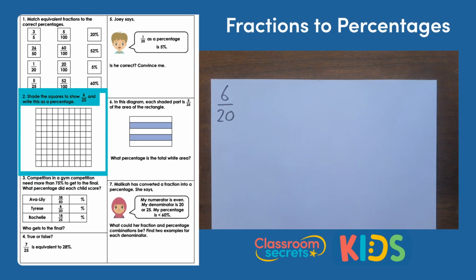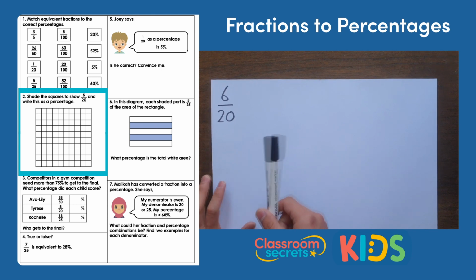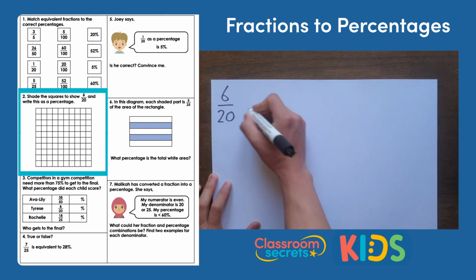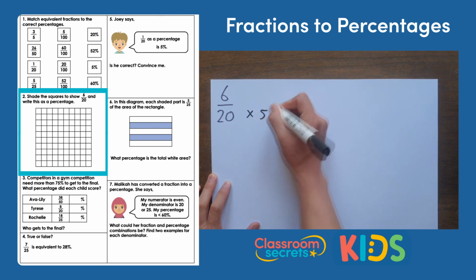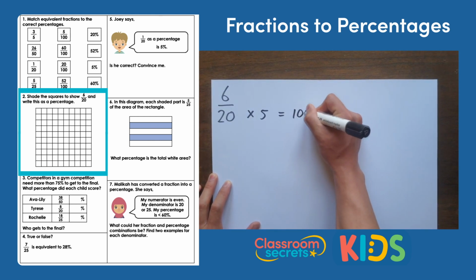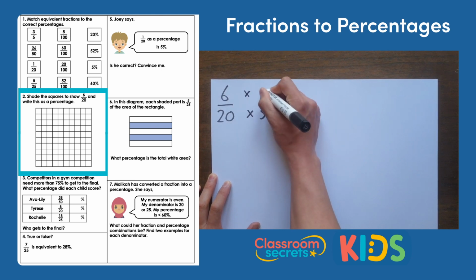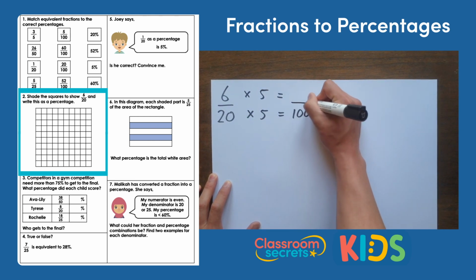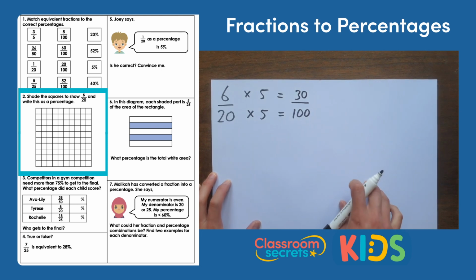Our next question gives us a 10 by 10 grid, so we've got 100 squares, and it's asking us to shade the squares to show 6/20ths and write this as a percentage. So in order to do that, we're going to be converting this fraction, 6/20ths, into a fraction out of 100, and that will tell us how many squares we need to shade in. So we're going to be multiplying this fraction by 5, because 20 multiplied by 5 is 100. And because we multiply the bottom, we're going to be multiplying the top by the same amount. So 6 multiplied by 5 will give us 30. So that tells us we need to shade in 30 squares out of 100.